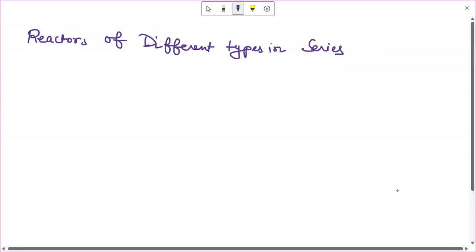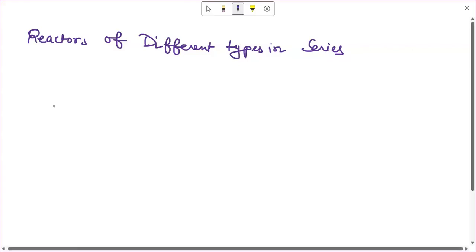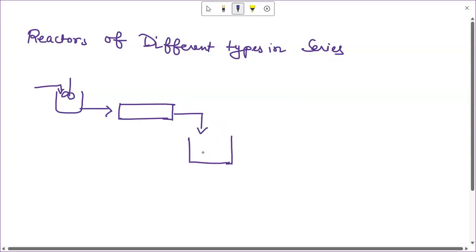In this video, we are going to talk about reactors of different types in series. It is not always the case that you are using only a system of mixed flow reactors or only a system of plug flow reactors. It may be so that you have a mixed flow reactor first, and then you follow it with a plug flow reactor, drawing a tubular reactor over here, and this in turn is again followed by a mixed flow reactor. This can be a case, right?